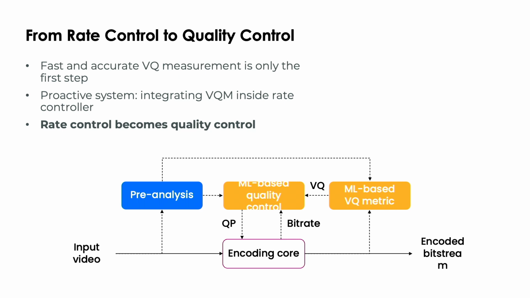So that's what you see here. I see the figure is a bit messed up here, but in the middle you will get a machine learning-based quality controller that will communicate with your encoding core and will help you steer the quality based on your favorite quality metric.